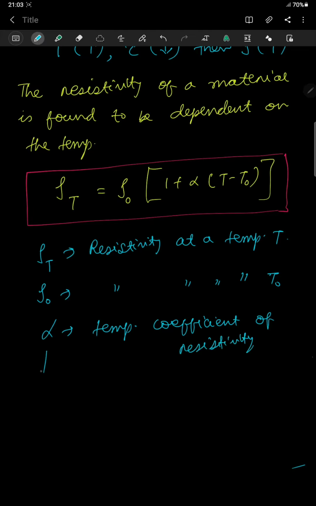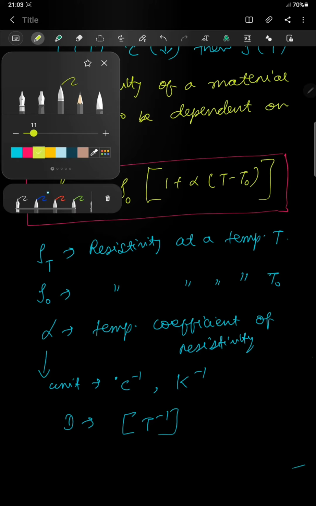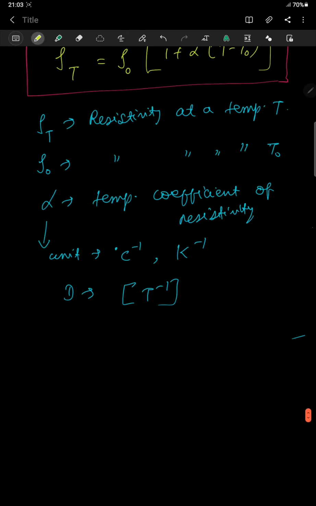Question comes, what is the unit of alpha? Unit is degree Celsius inverse or Kelvin inverse. And what will be the dimension? Dimension will be T minus 1. Okay. So this is all about this formula. There is also another definition for your temperature coefficient.